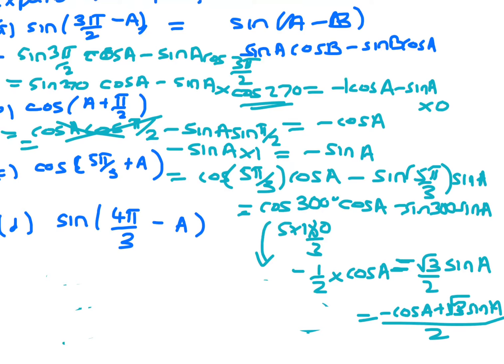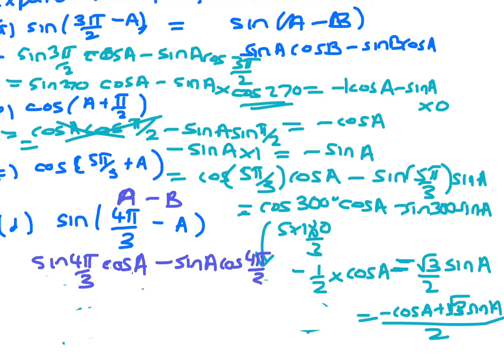Okay, so finally this last one here, I just might choose a purple. So it's sine 4 pi on 3, cos 4 pi on 3. Oh, sorry, A. It should be A, cos A. Okay, because A is like your B. This is A minus B. And sine will keep the same sign. So it's sine A cos 4 pi on 3.